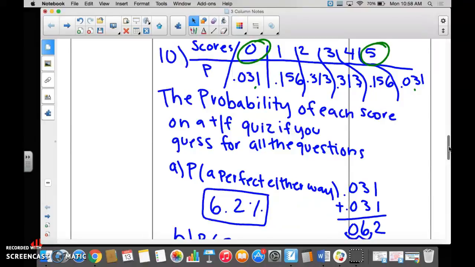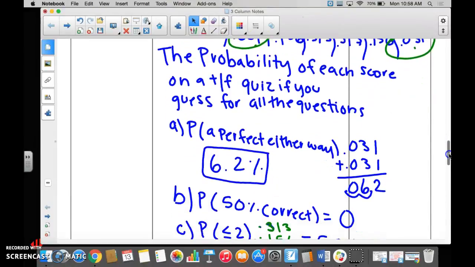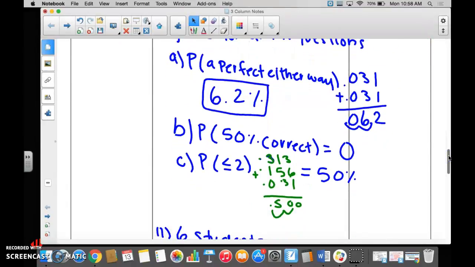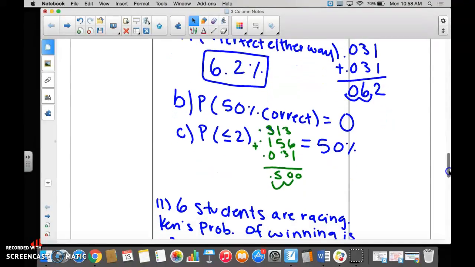We added up the 0 and 5 and then multiplied it by 100. So you added up this number, and then you multiplied it by 100. Why did you multiply by 100? So that it was a percent. All right. And then down here, for B, you all pretty much got that. You can't have 50% because it was an odd number.